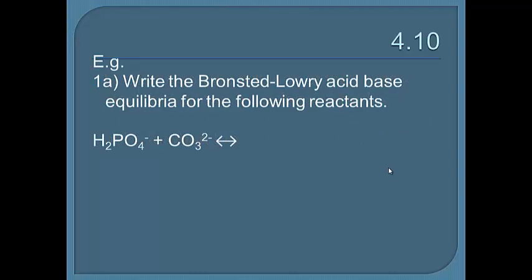Our first one states to write the Bronsted-Lowry acid-base equilibria for the following reactants. We are given H2PO4- and CO3 2-. And what this question is really asking us is to predict our products.